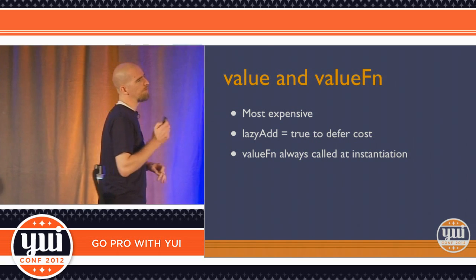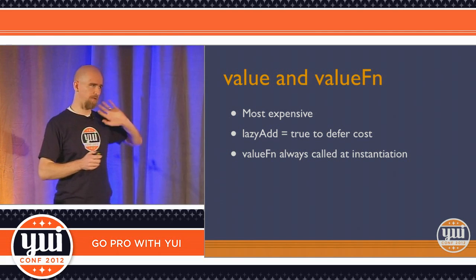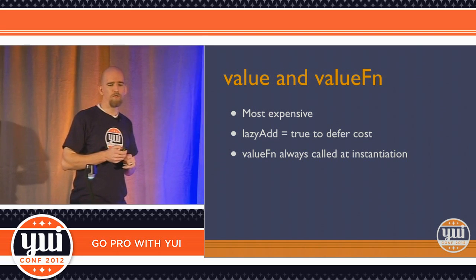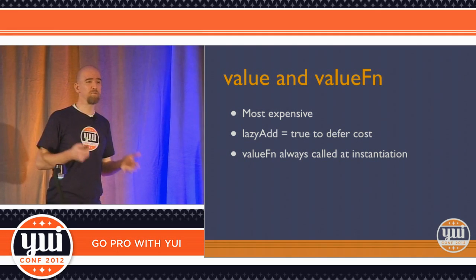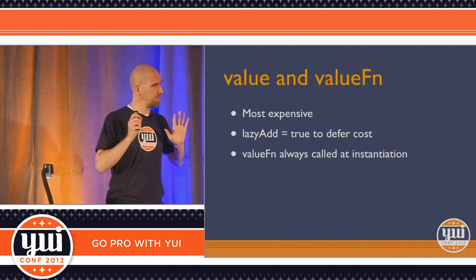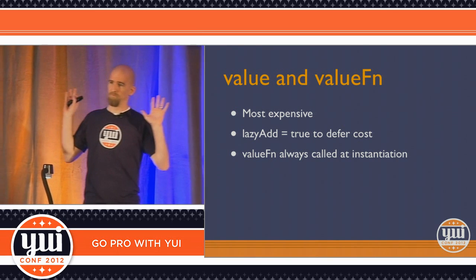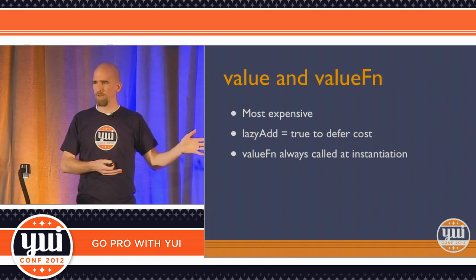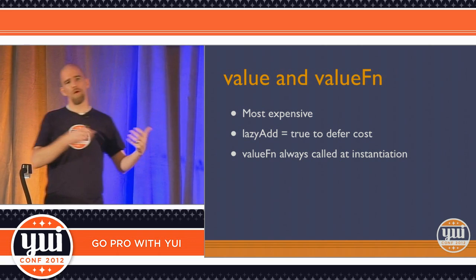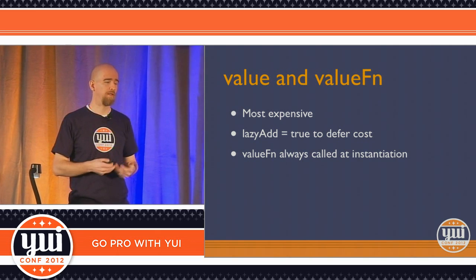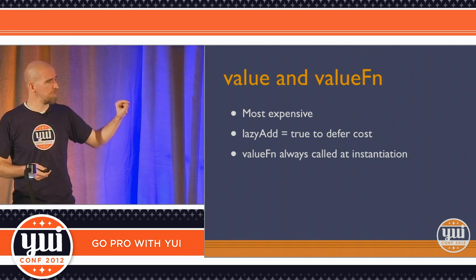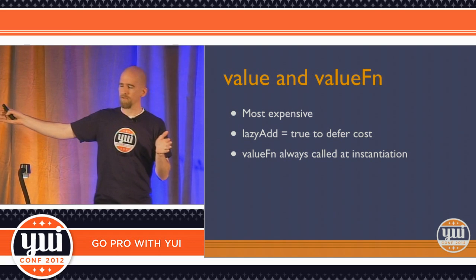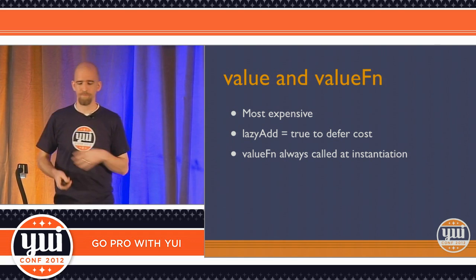So, value and value function. The thing to note about value and value function, and again, I'm assuming you know what's going on here, obviously, is that assigning an attribute with a value or value function, I should say, is the most expensive configuration there is for an attribute. Now, hold your knee-jerk reaction to say, well, crap, if it's expensive, then maybe I shouldn't put in default values for my attributes. You want to put in default values for your attributes. So the question is, what is the cost? Where is the cost? When is the cost happening? And is there something that we can do about the cost? And that's really to the second point here, which the lazy add configuration is meant to spread that cost out across the runtime, or defer the cost entirely.